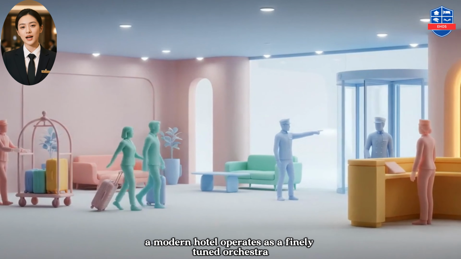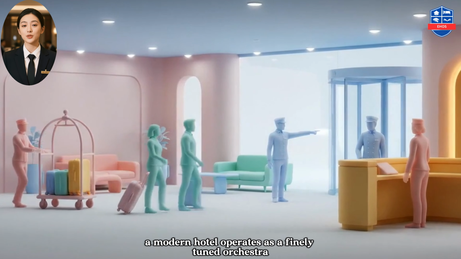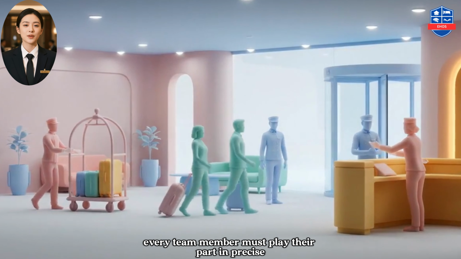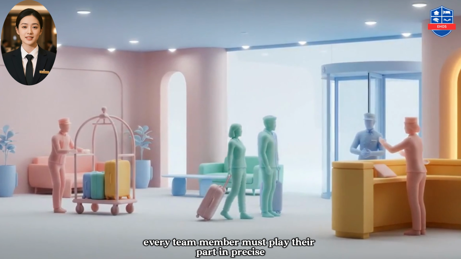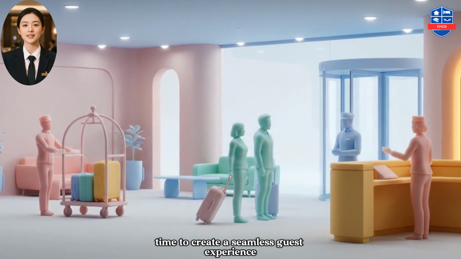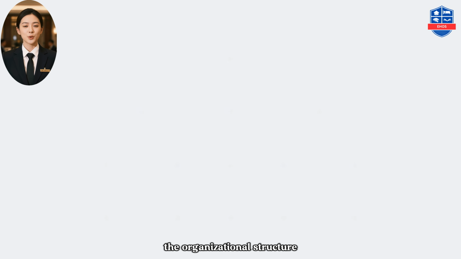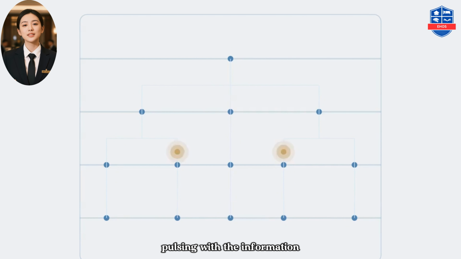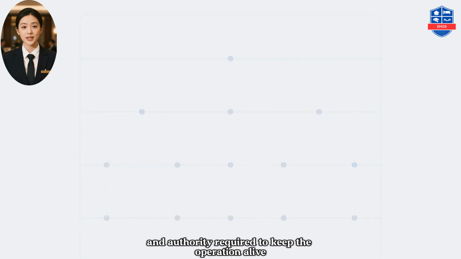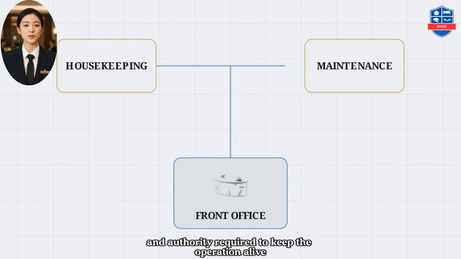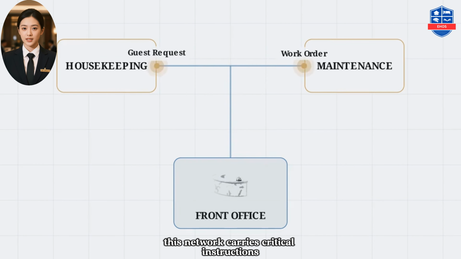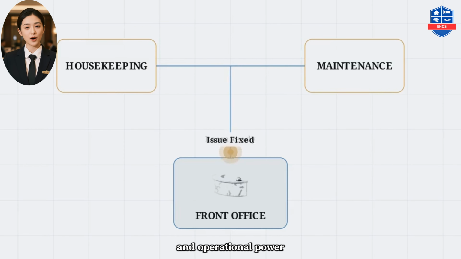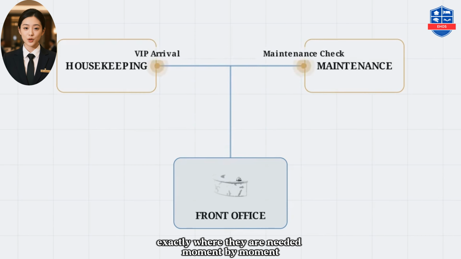A modern hotel operates as a finely tuned orchestra. Every team member must play their part in precise time to create a seamless guest experience. The organizational structure acts as the hotel's nervous system, pulsing with the information and authority required to keep the operation alive. This network carries critical instructions and operational power exactly where they are needed, moment by moment.